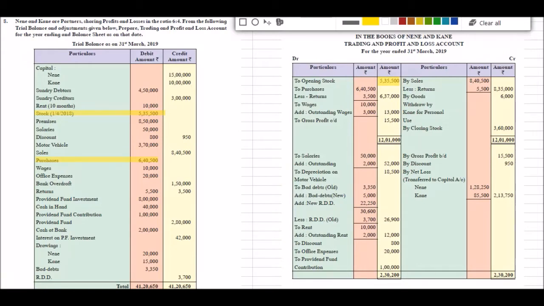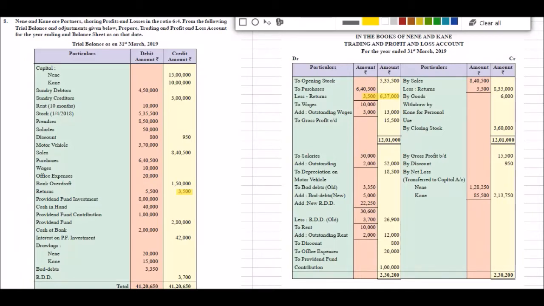Next we have a purchase return also. Purchase return we have how much? It is 3,500 rupees. So after deducting 3,500 rupees, it will come here as purchase returns. So 6 lakh 40,500 rupees minus 3,500 rupees, we got an amount of 6 lakh 37,000 rupees. So this is the net purchases, 6 lakh 37,000 rupees.